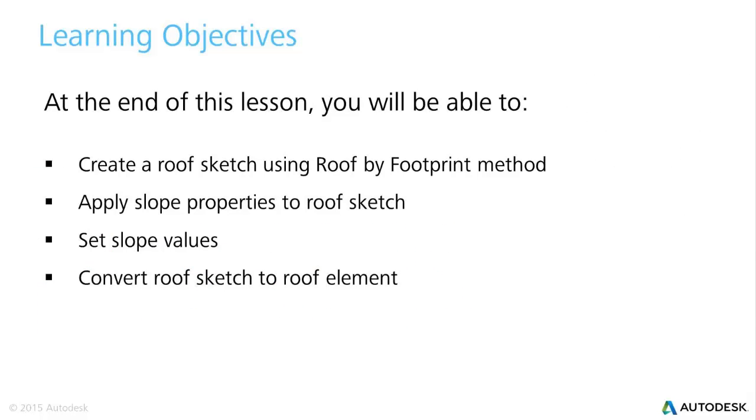Let's look at the learning objectives for video 2. At the end of this lesson, you will be able to create a roof sketch using the roof by footprint method, then apply slope property values to roof sketches individually, setting the specific slope values to get the right pitch, and then convert the roof sketch to a 3D roof element. With that, let's get started.